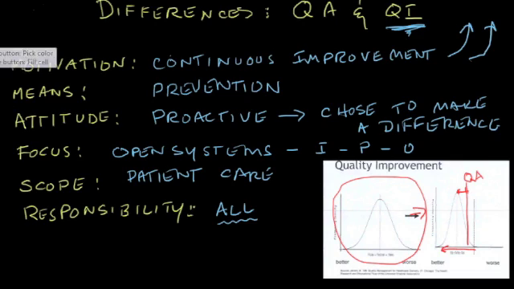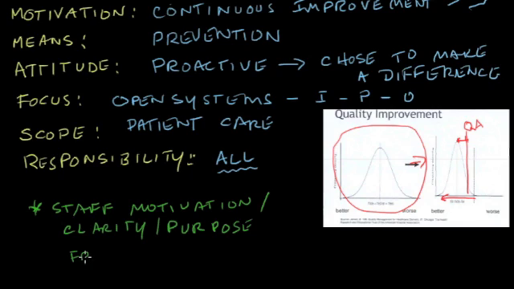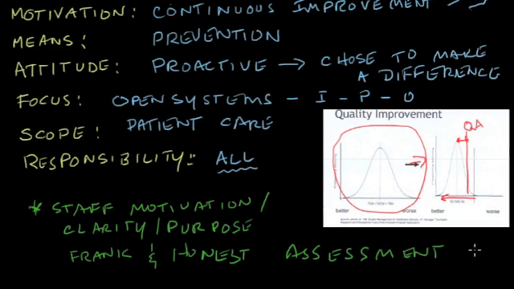So for the bottom line, one of the things that we see here as a result of participating in quality improvement is significant changes in perspectives around staff motivation, a willingness to see things with great clarity and purpose, and a focus on being frank and honest in our assessment. And that is absolutely critical. This is where you get the best results.